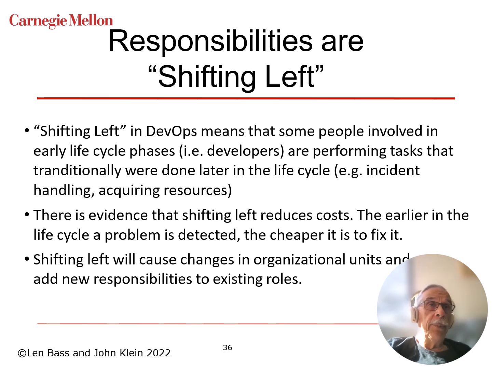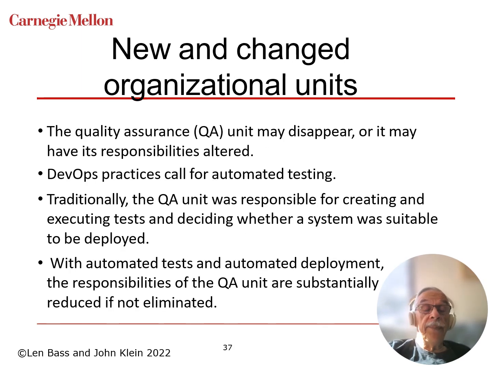So if the operators have fewer responsibilities, then maybe you need fewer operators. If the developers generate tests, and again, we'll get into this, then maybe you need fewer quality control people, or maybe the quality control group disappears. Okay, so there are organizational changes that come from shifting left. So the quality assurance unit may disappear or may shrink. DevOps practices call for automatic testing, and that's why the quality assurance people who are in charge of testing may have less to do.